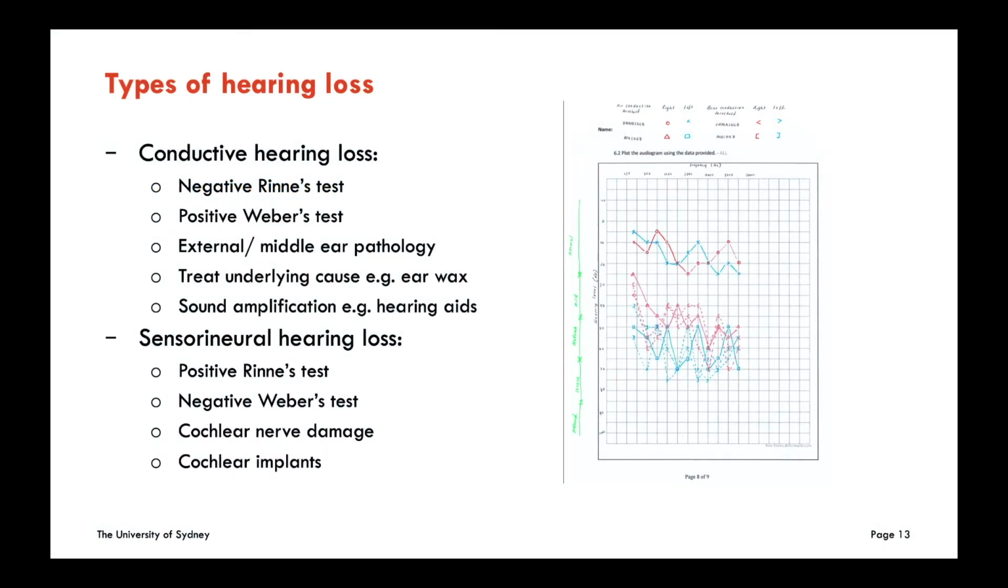We're going to look at the types of hearing loss that we've already mentioned. We have 2 main types of hearing loss: conductive hearing loss and sensorineural hearing loss. We use the objective tests, again, Rinne's and Weber's, and then we can also use pure tone audiometry, as we've seen, in order to determine the degree and type of hearing loss.